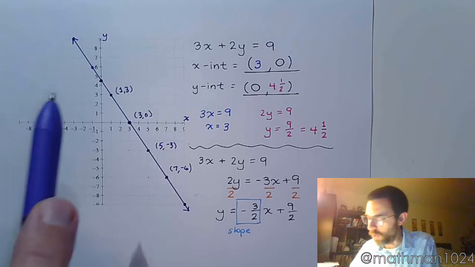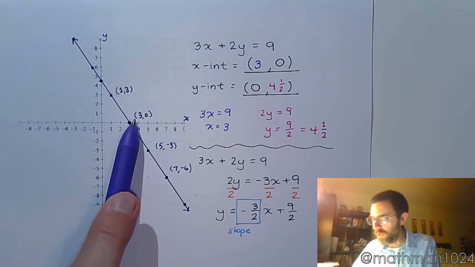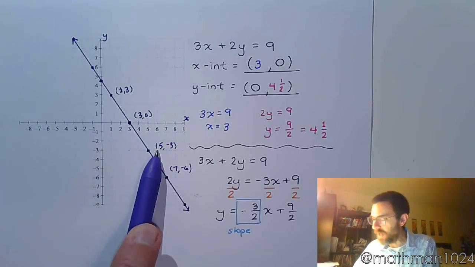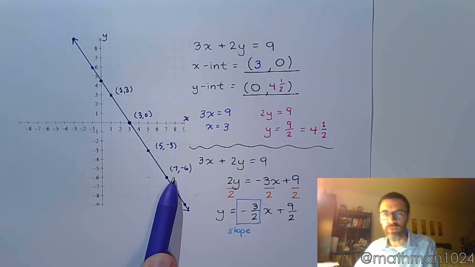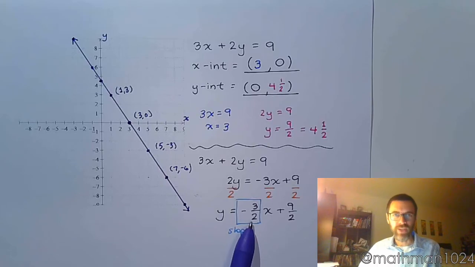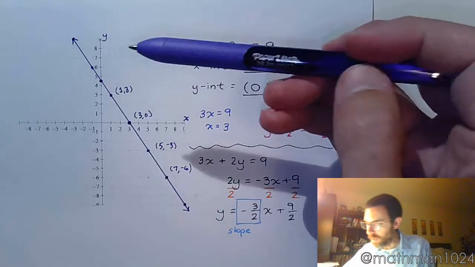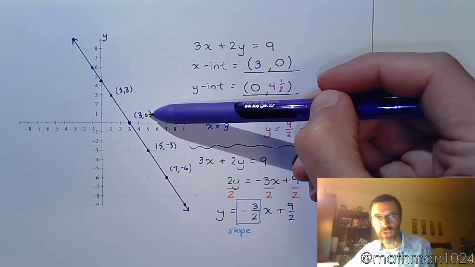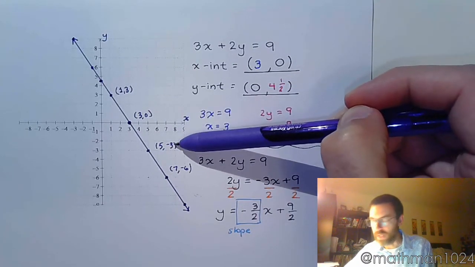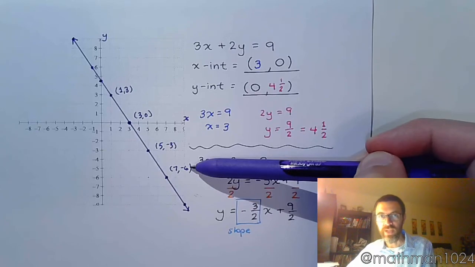Notice that your x coordinates go 1, plus 2 is 3, plus 2 is 5, plus 2 is 7. So you keep adding 2 every time to the x. Well, that's that denominator, right? Look at your y coordinate. 3, minus 3 is 0, minus 3 is negative 3, minus 3 is negative 6.